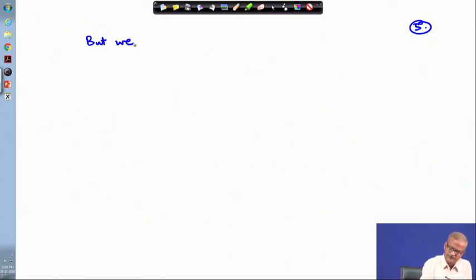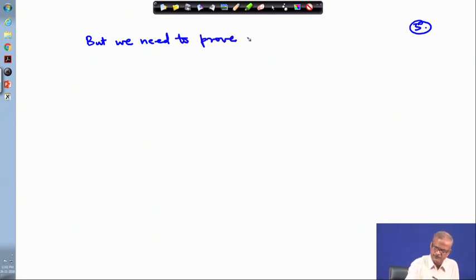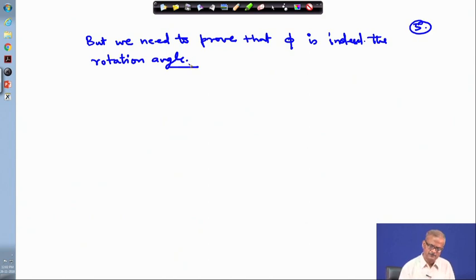But we need to prove that phi is indeed the rotation angle. Okay. So, without going into the details, let us consider that we have a matrix P.